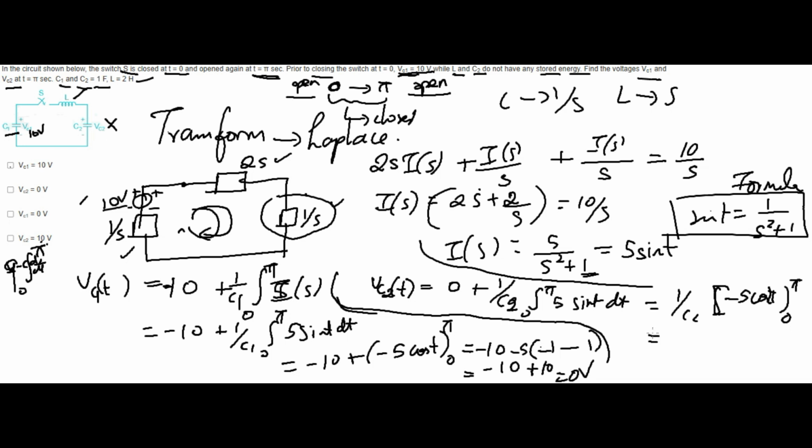So 1 by c1, and the value of c1 is given very clearly as 1, and c2 value also 1, so both c1 and c2 become 1. So 1 divided by 1 into minus 5 into minus 2, because cos pi is minus 1 minus cos 0 is 1. Okay, which is equal to 10 volts, is it right? So vc2 is 10 volt, vc1 is 0 volt.